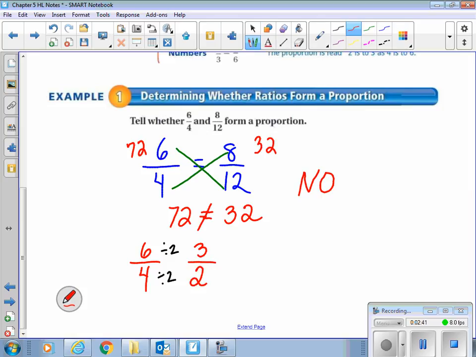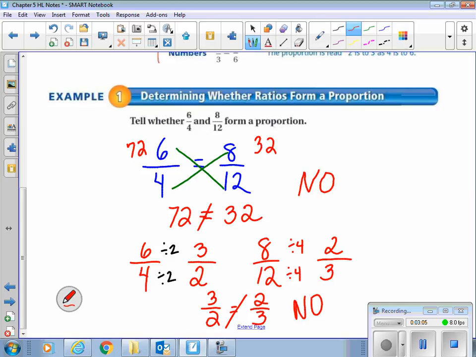And then do the same thing for 8 to 12. We're going to simplify that one. What can go into 8 and 12 evenly? They are both divisible by 4. 8 divided by 4 is 2, and 12 divided by 4 is 3. So I'm looking at 3 over 2 and 2 over 3. Are they equal? No, they are not equal to each other. So since they're not the same, again, no, these are not proportional.